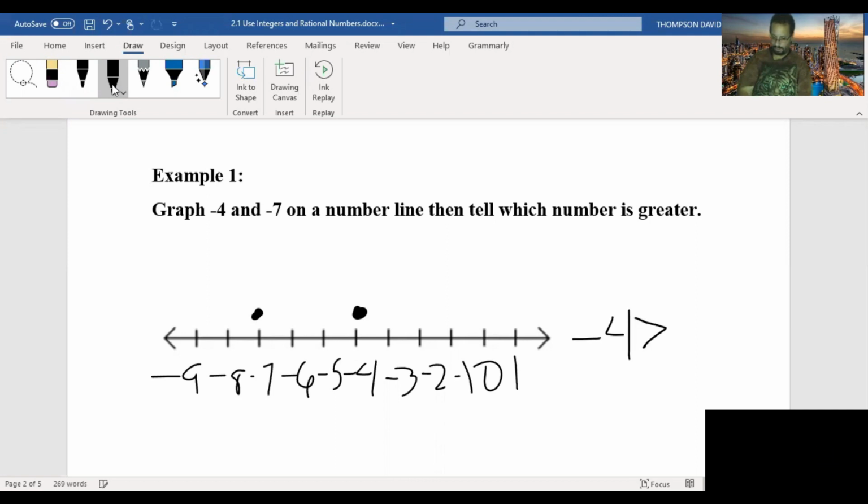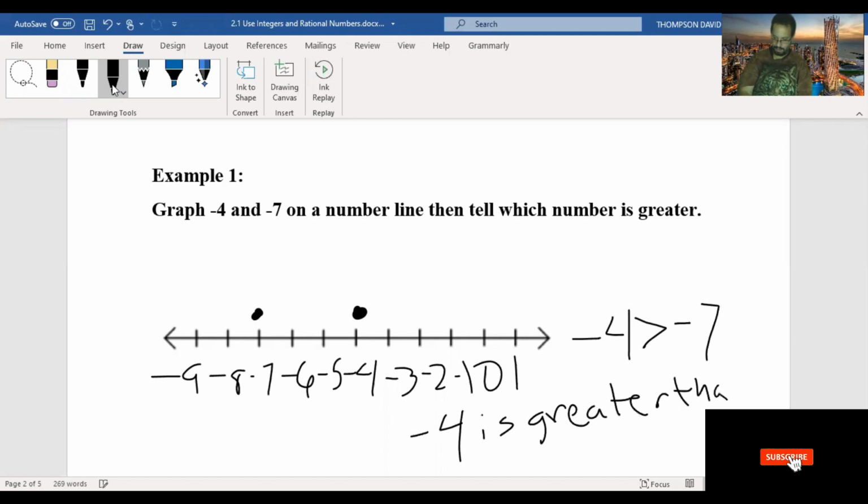-4 is greater than -7. In words, -4 is greater than -7. And we are done with example 1.